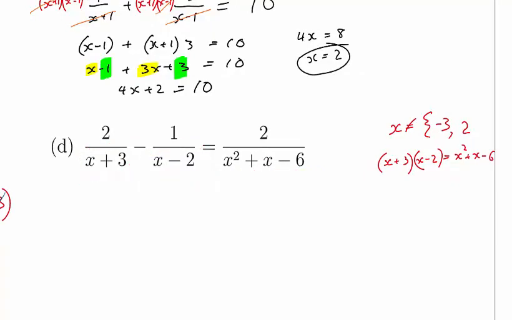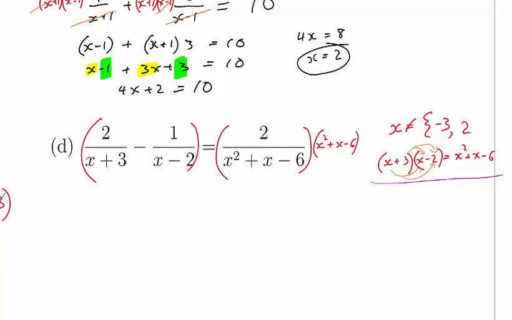And keep in mind, you will be using the FOIL method when you do. Make sure everyone gets to multiply with everyone. Okay, so that's our lowest common multiple, all of this over here. So let's go ahead and multiply both sides by that. And then over here, this is simply x plus 3 times x minus 2.